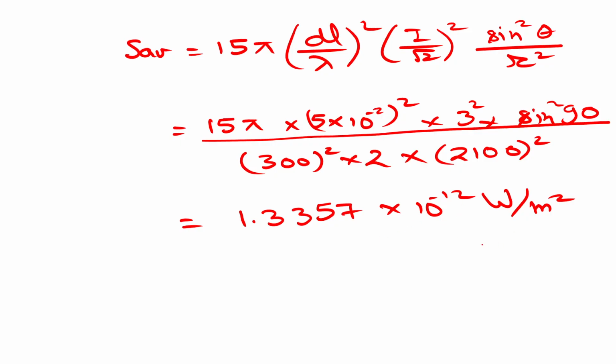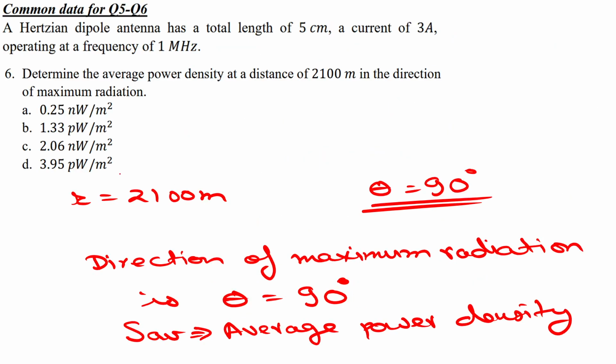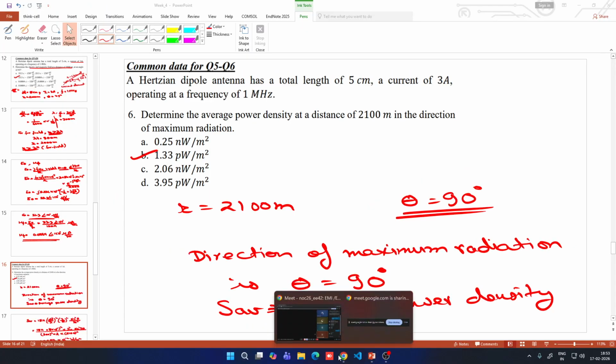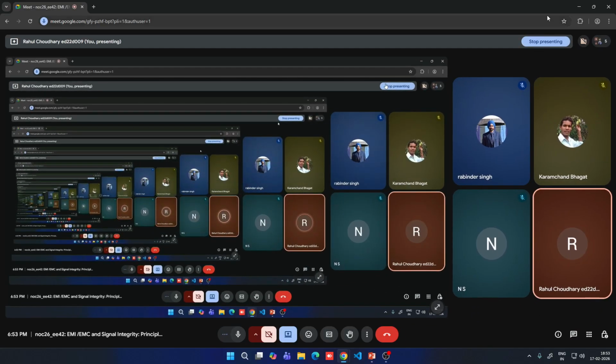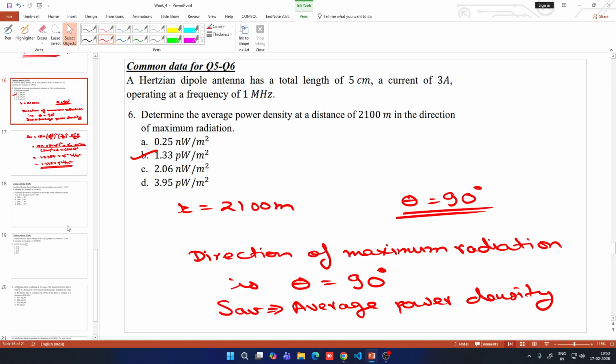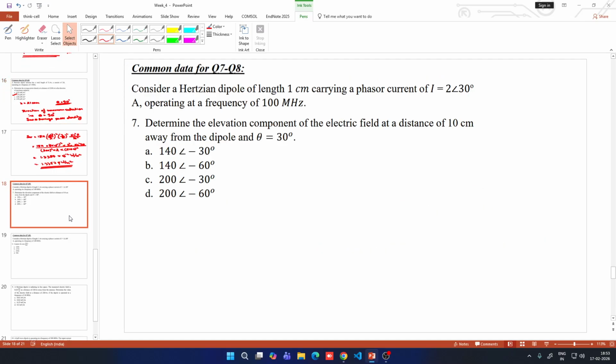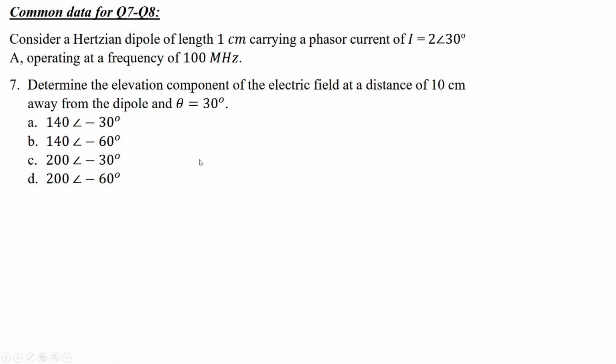Because in the options everything is in nano or pico units, 10 to the power minus 12 means pico, so 1.3357 pico watt per meter square. Now we match with the given options, and the correct option is option B. I hope question 6 is clear. If you have any doubt in this, please let me know. If it is clear, then we will move on to question number 7.